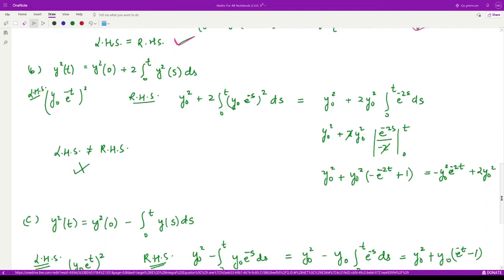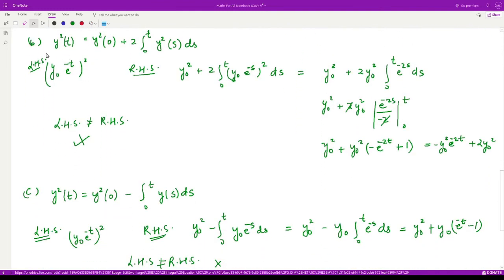So let us see option B. Option B is again, left hand side is again equal to this thing, and the right hand side we just check. It is equivalent to, we'll substitute the initial condition. And here these terms as such, and the value of y as y naught e to the power minus s. Then we can solve this, perform the integration, put the limits, and then do the calculation, and this is the final result. Therefore you see, this quantity is not equivalent to this quantity, therefore this is not the correct option.